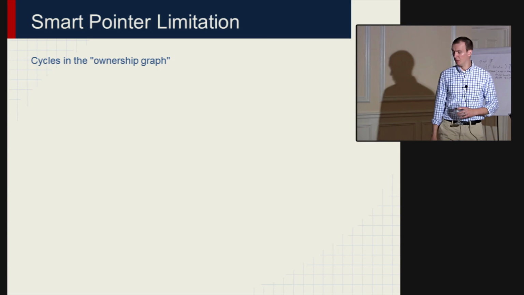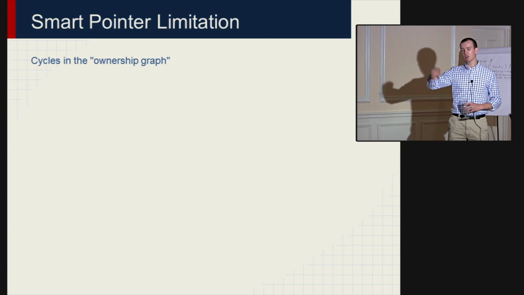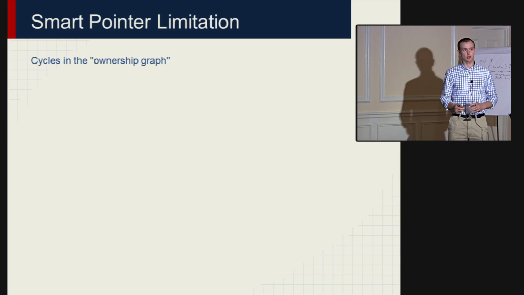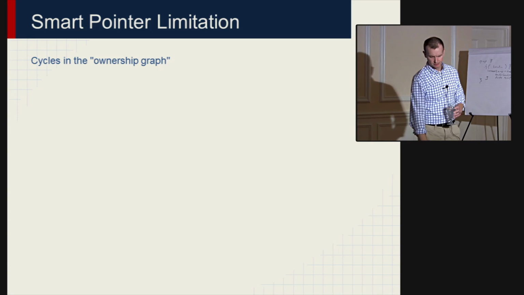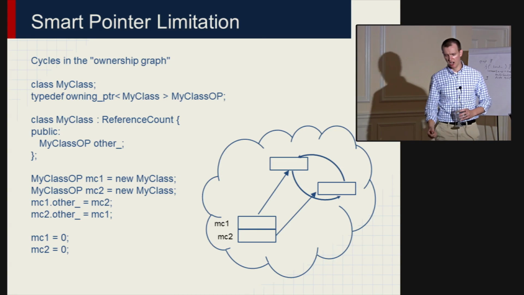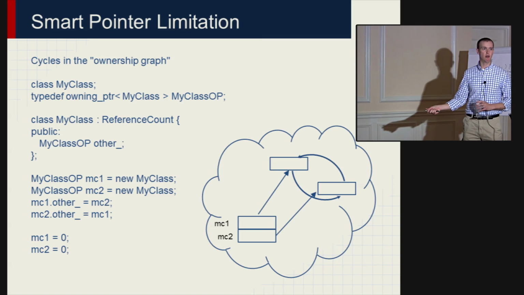There's one big limitation in using smart pointers, which is that if you get cycles in your ownership graph, then you can leak. So what would that look like? Let's say you've got a class that can hold a pointer to another, and I have two instances of this class, and I set their other pointer to be each other. And then I decrement the reference: I set both of the smart pointers, MC1 and MC2, to 0.